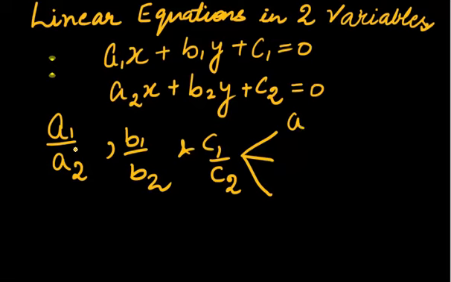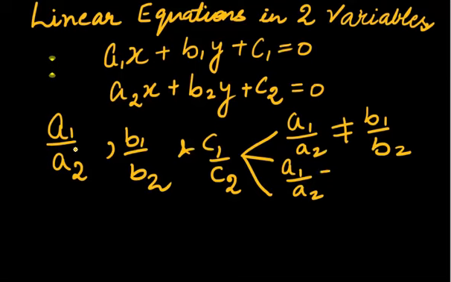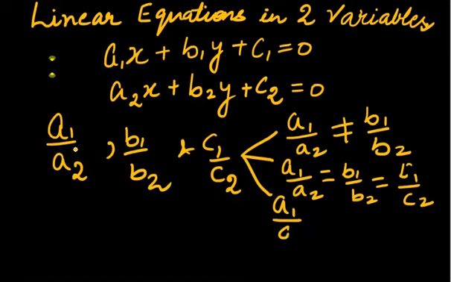The first case can be a1/a2 is not equal to b1/b2. The second case can be a1/a2 is equal to b1/b2 and it is also equal to c1/c2. Third case, a1/a2 is equal to b1/b2 but not equal to c1/c2.